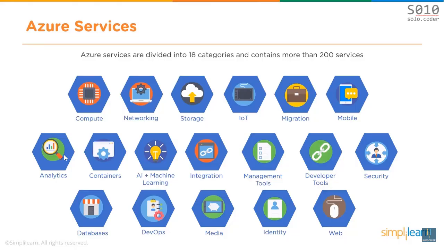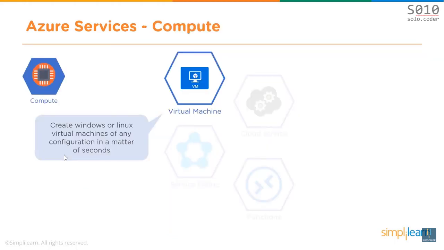Azure services have 18 categories and more than 200 services, so we clearly can't go through all of them. It has services that cover compute, AI and machine learning, integration, management tools, identity, DevOps, web, and so much more. You're going to have a hard time trying to find a domain that Azure doesn't cover. And if it doesn't cover it now, you can be certain they're working on it as we speak. So first, let's start with the compute services.